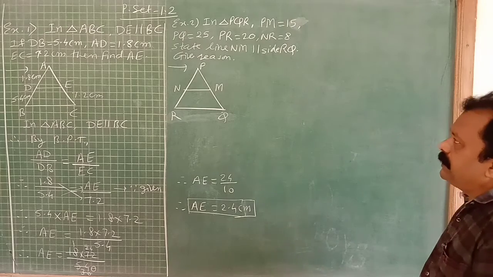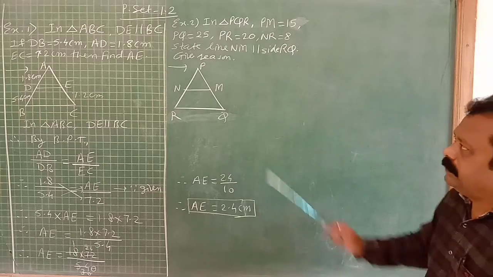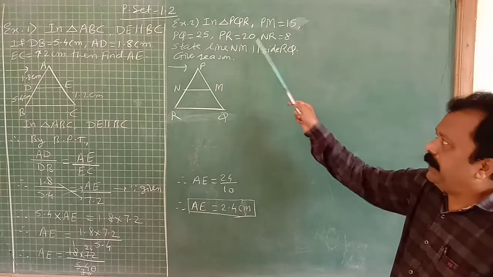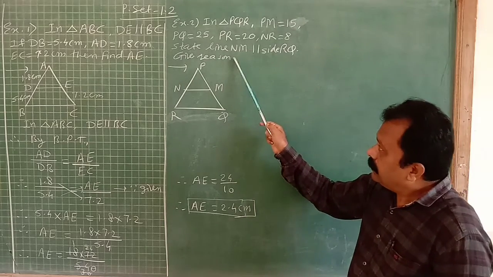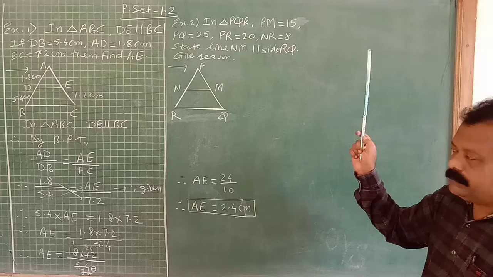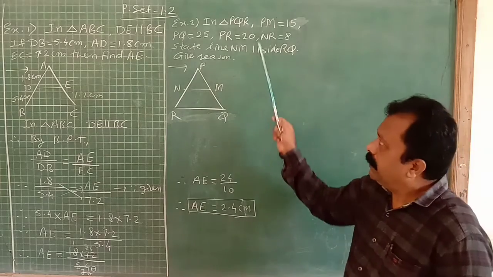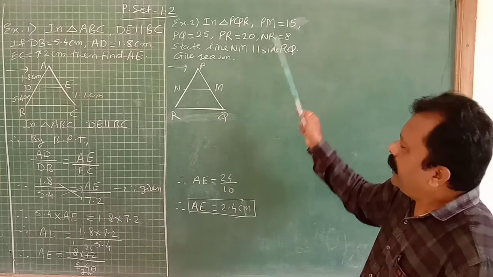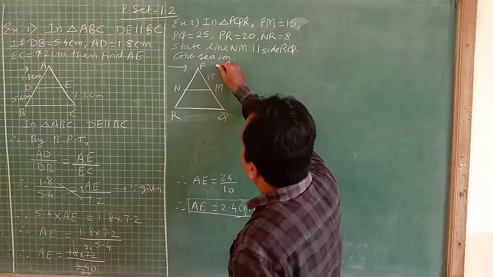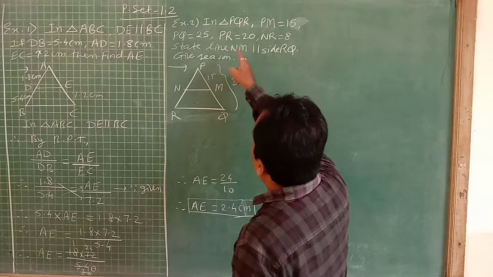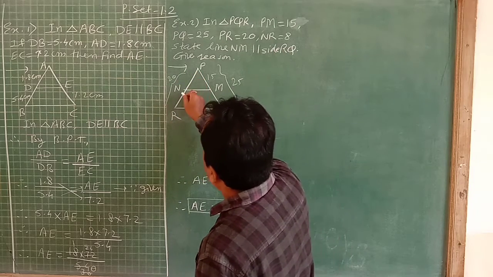Now, second example, see. In triangle PQR, PM is equal to 15, PQ is equal to 25, PR is equal to 20, NR is equal to 8. State whether line NM is parallel to side RQ. Give reason. What is given? The figure is also given. In triangle PQR, PM is equal to 15, you have to write it. PQ is equal to 25, this distance. PR is equal to 20, this whole distance. And NR is equal to 8, this distance.